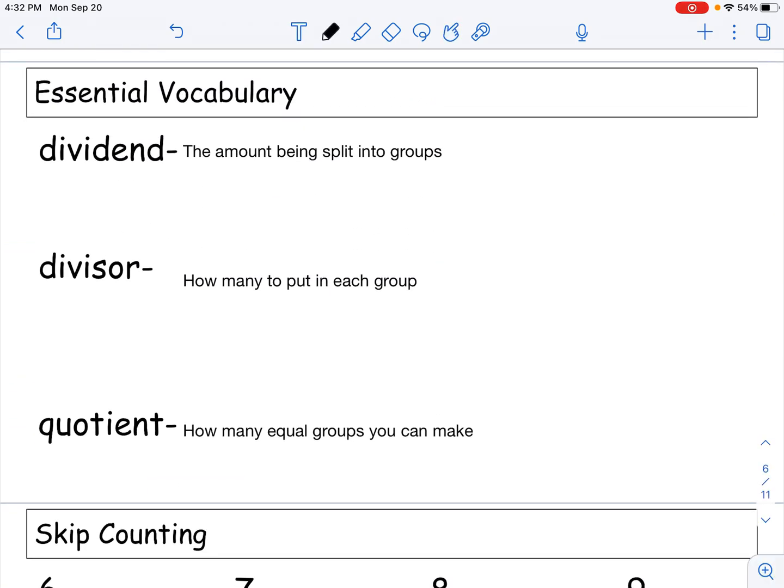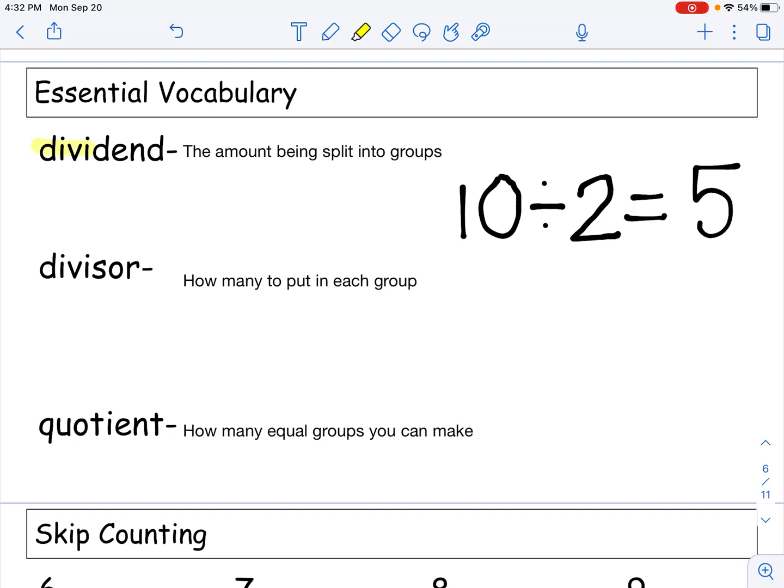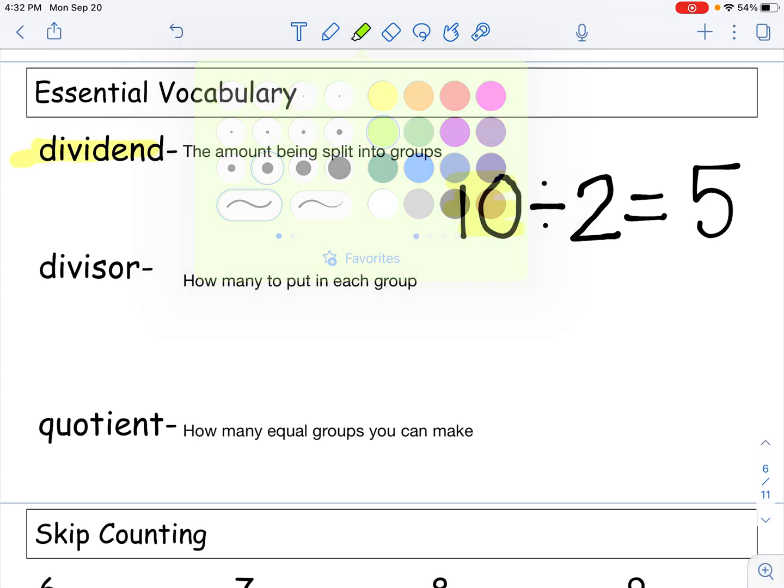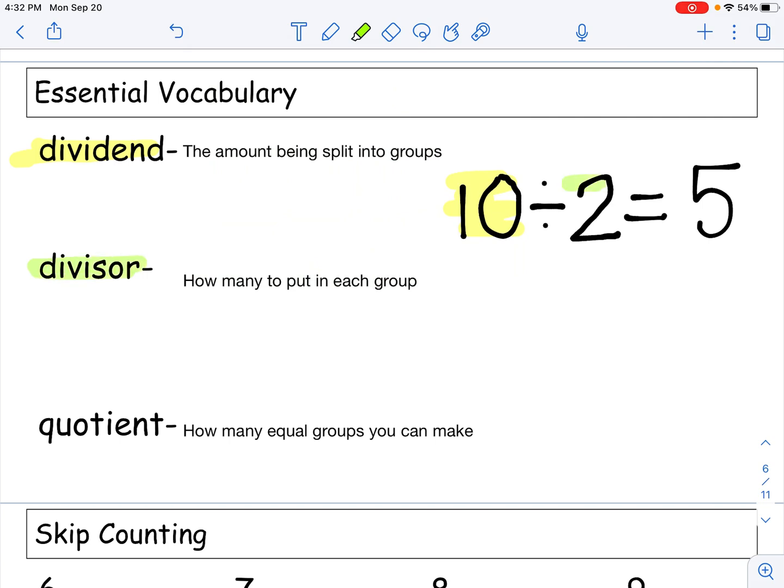So for example, I have 10, the amount being split into groups, my dividend, being split or divided into groups of 2. So that's my divisor, and then that tells me I can get 5 groups. So dividend, the amount being split into groups. Divisor tells me how many are going in each group, so I want groups of 2. And then my quotient is going to tell me how many equal groups I can make, which would be 5.